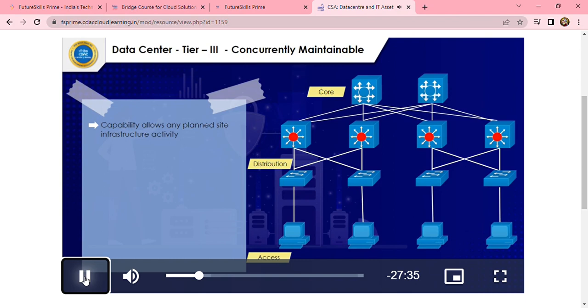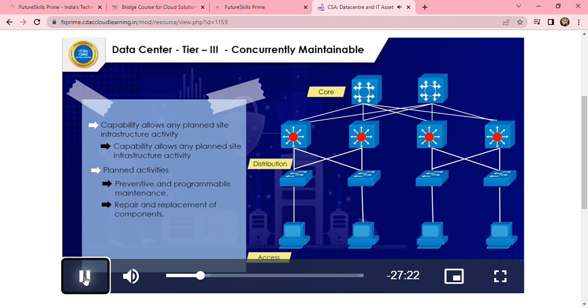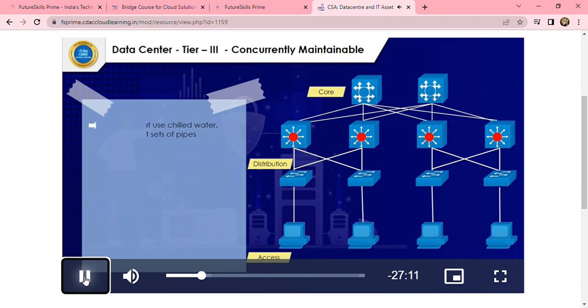Next comes Data Center Tier 3: concurrently maintainable. Capability allows any planned site infrastructure activity without disrupting the computer hardware operation in any way. Planned activities include preventive and programmable maintenance, repair and replacement of components, addition or removal of capacity components, testing of components and systems, and more. For large sites that use chilled water, 2 independent sets of pipes are required.